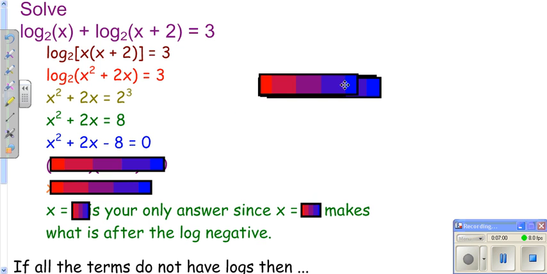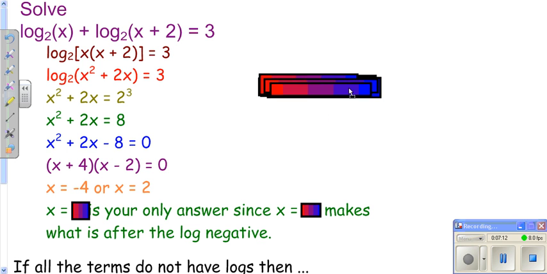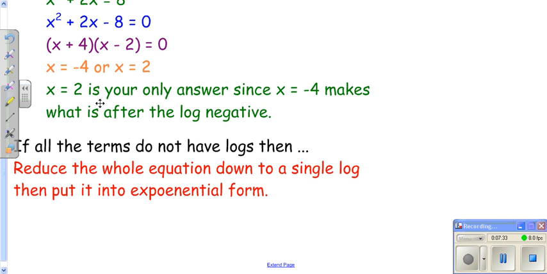Set it equal to 0, and then in this case it actually does factor. Set each one of these factors equal to 0. Now, our only answer here is x being 2. We're not going to use x being negative 4 because when we put negative 4 in here, we get a negative after a logarithm. So basically, when not all the terms have logs, you want to reduce the whole equation down to a single logarithm. Then put it in the exponential form.